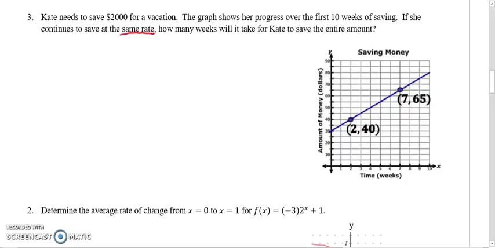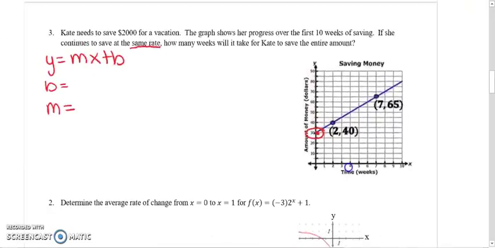So again, we're going to create another equation in the form of y equals mx plus b. b is going to be our y-intercept. m represents our slope. So again, I usually start off with the easier one. The y-intercept is where our graph starts. Here, our graph starts at 30.